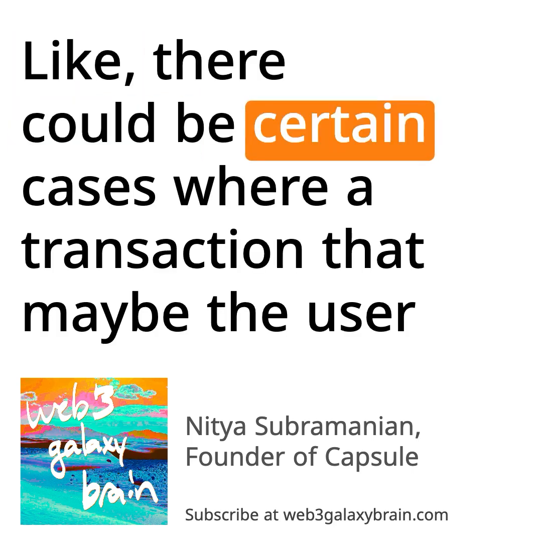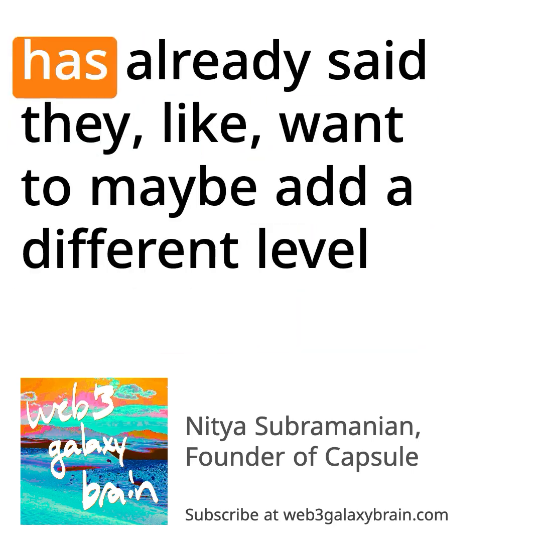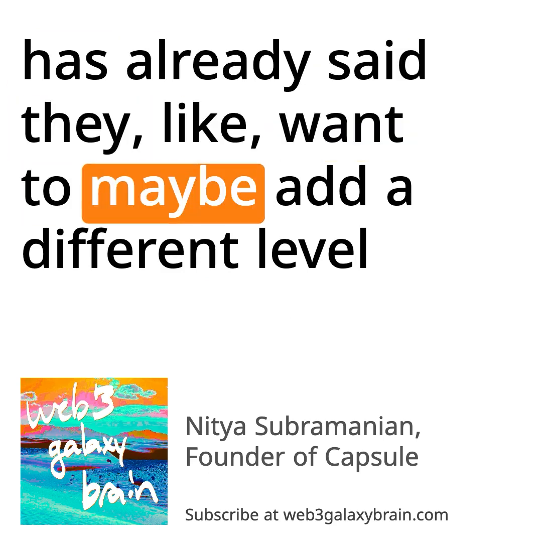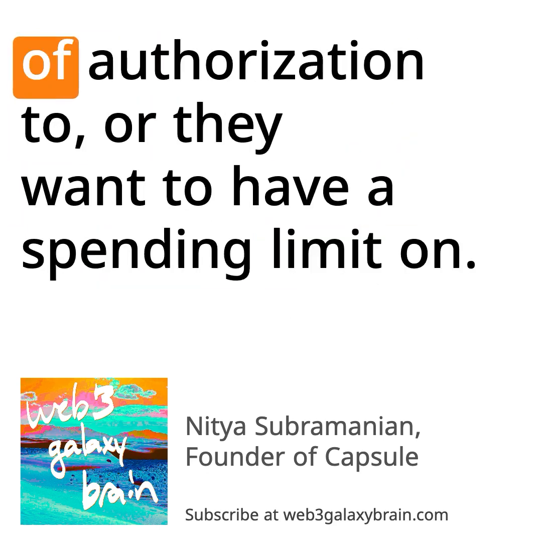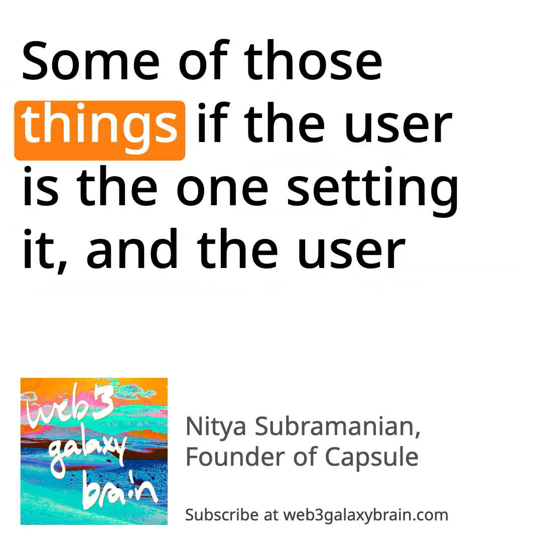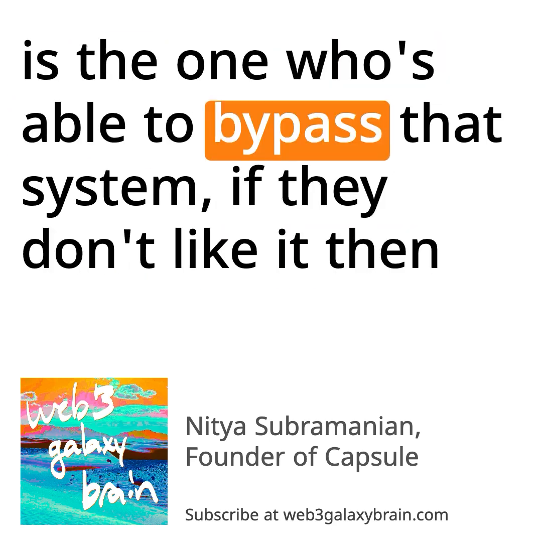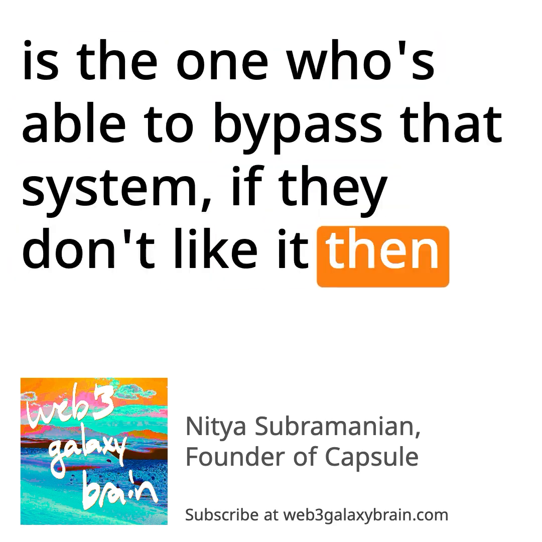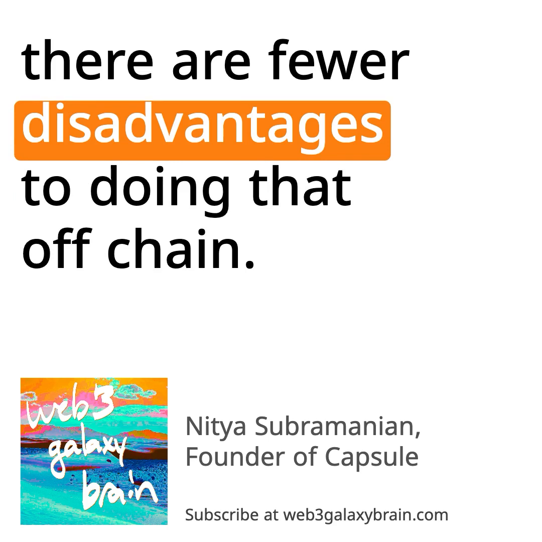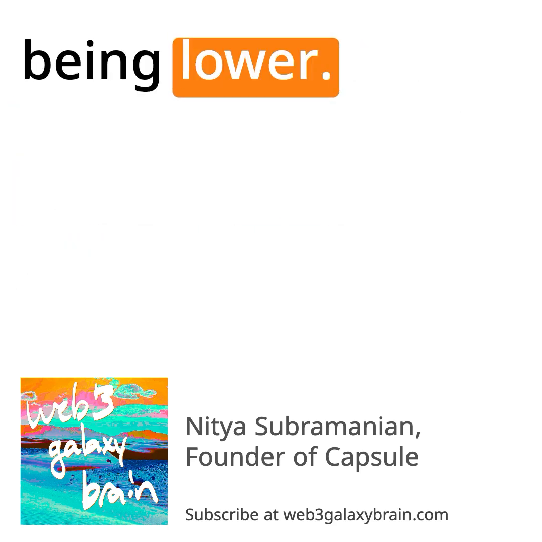There could be certain cases where a transaction that the user has already said they want to add a different level of authorization to, or they want to have a spending limit on some of those things. If the user is the one setting it, and the user is the one who's able to bypass that system if they don't like it, then there are fewer disadvantages to doing that off chain. And then you get some advantages like the costs being lower.